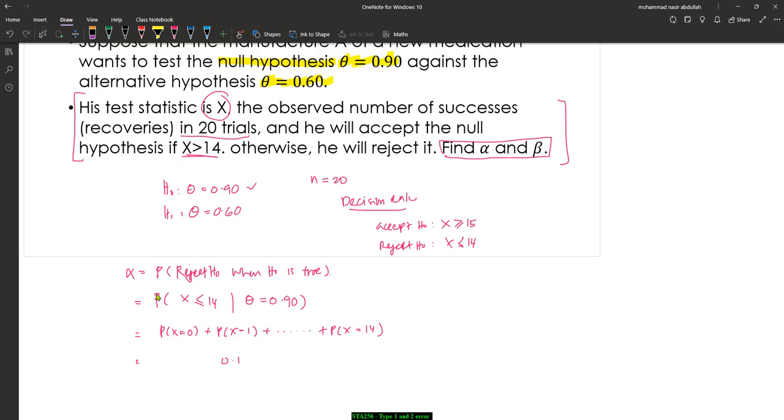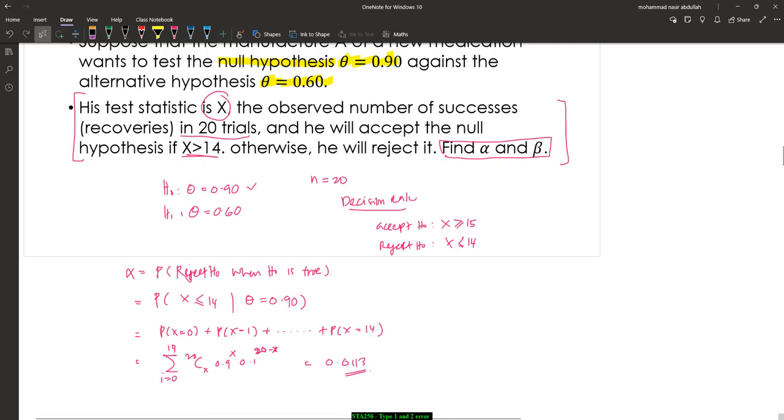Or you can do it from here: the sum for X from 0 to 14 of 20 choose X, 0.9 power of X, 0.1 power of 20 minus X. So you input into the calculator, or you can look in the statistical table. You should get what? 0.0113. If you want to look at the statistical table, how do you do it?